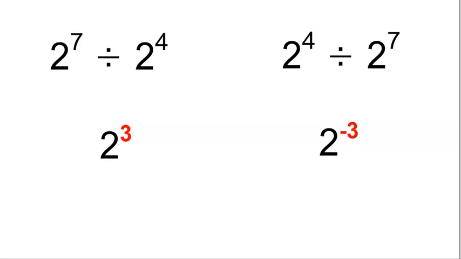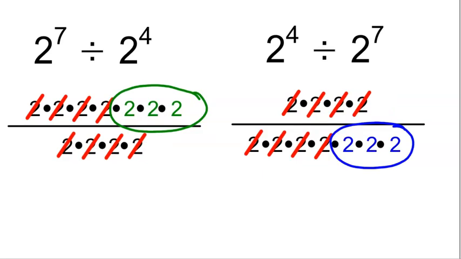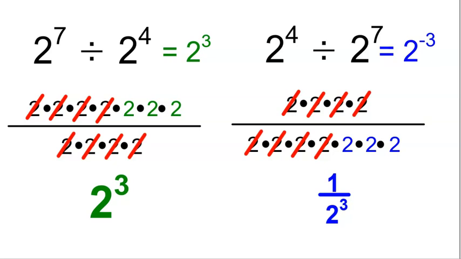Let's take a look at this example in expanded form. If I have 7 2's in the numerator and 4 2's in the denominator, and I start to cancel out my wholes, where I cross out a matching pair from numerator to denominator, once I cross off all my pairs, I'm left with 3 2's. But in the first example, the 2's are left in the numerator, and in the second example, the 2's are left in the denominator. And their location is what determines whether the power is positive or negative.